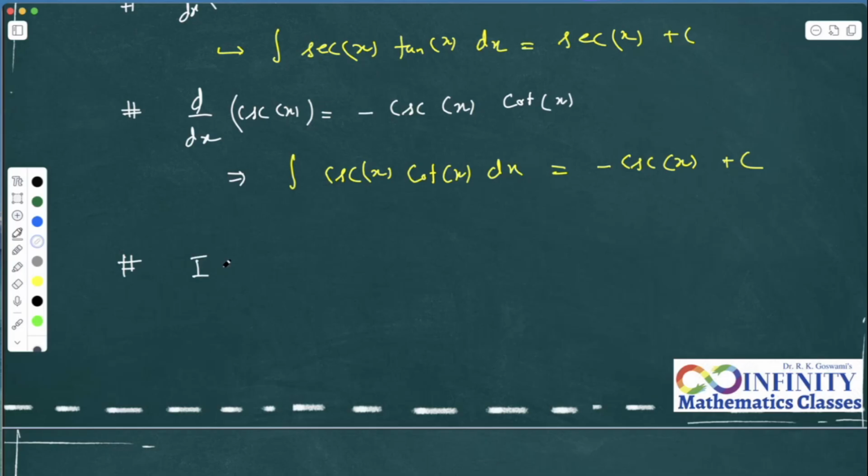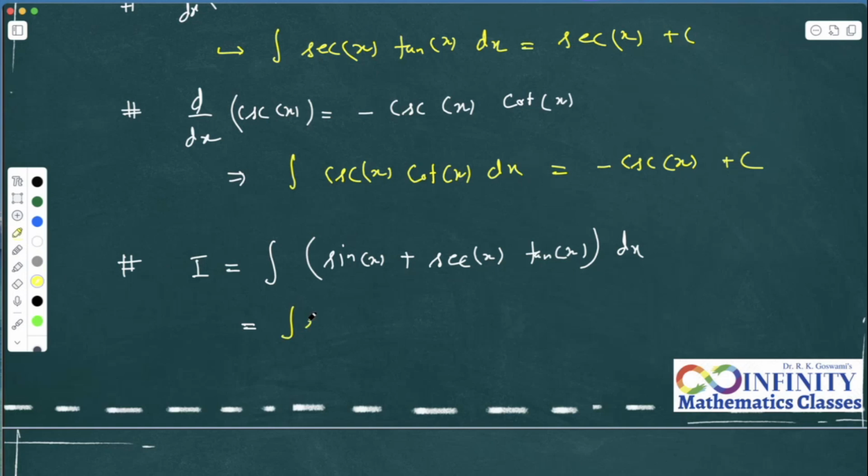What is going to be the integration of sine x plus secant x tangent x? So first of all, from plus minus, integration is going to be separated. As you know, it is the integration of sine x dx plus the integration of secant x tangent x, right?